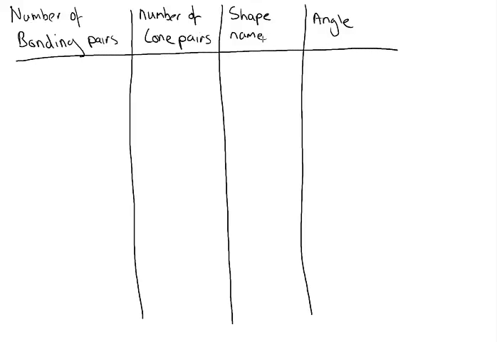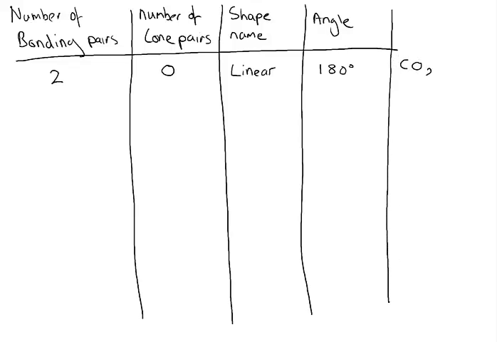So, if we have, for instance, two bonding pairs and no lone pairs, the shape name is linear and the angle is 180 degrees. Now, a good example of this would be carbon dioxide. Then we'll keep working on our table.